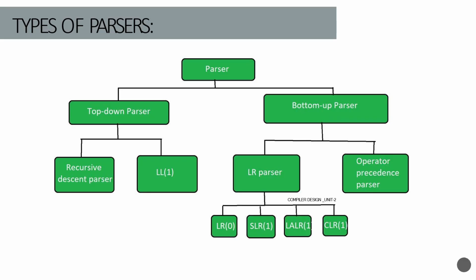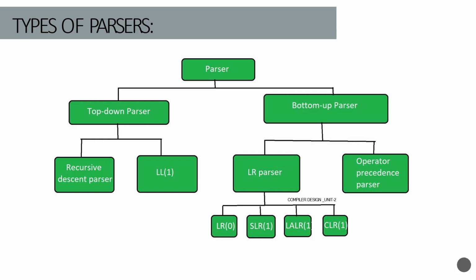And there are mainly two types of parser. One is the top-down parser, and the second is the bottom-up parser. Top-down parser constructs the parse tree from top to bottom, that is, from the root to the leaves. So that is the top-down parser. On the other hand, the bottom-up parser is the reverse of the top-down parser. It constructs the parse tree from the leaves to the root. That is the bottom-up parser.